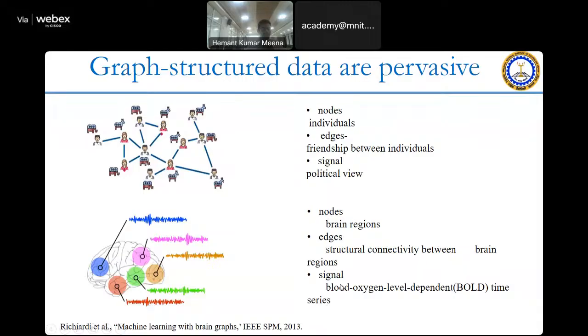What do you mean by the signal? Signal here is basically a BOLD time series. BOLD time series is basically a voltage: how much voltage or how much activation is there? Blood oxygen level dependent time series. Where is it used? It is used in fMRI. When we want to analyze the data, this type of representation becomes very useful. You will see this when you type graph signal processing plus fMRI in Google; you will find many papers.